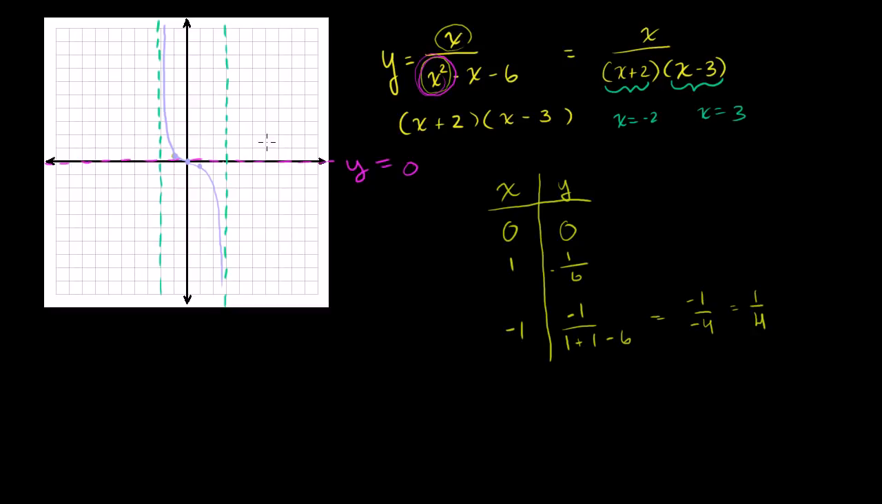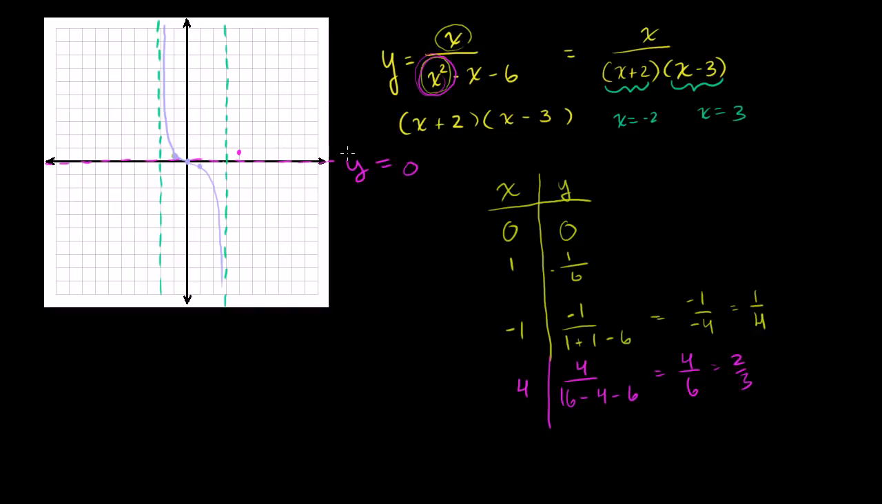Now let's try some points out here to see what happens. So what happens when x is equal to 4? When x is equal to 4, you have 4 over 16 minus 4 minus 6. What is that? That's 16 minus 10. That is 6. So this is equal to 4 over 6, which is equal to 2/3. So the point 4, 2/3 is here. So 1, 2, 3, 4. 2/3, just like that.